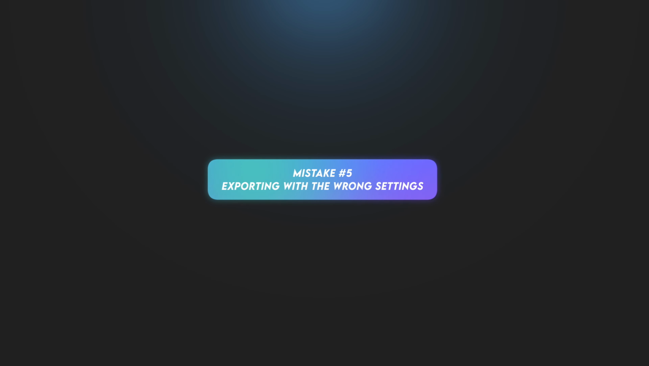All right, the final mistake, number 5, is exporting with the wrong settings. This can waste time because you can end up exporting with the wrong settings and then having to go back and re-export, or it can actually cost you views because if it doesn't look right when you've uploaded it to YouTube or your social media, it can actually affect engagement. So it's really important to get it right.